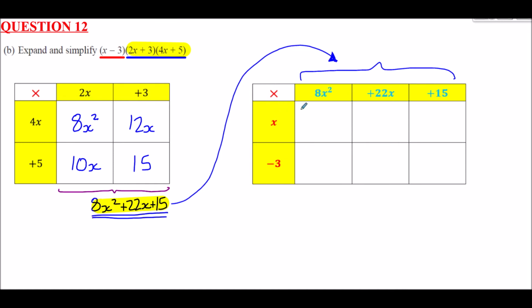So 8x squared times x gives 8x cubed. 22x times that x gives 22x squared. X times 15 at the end gives 15x.